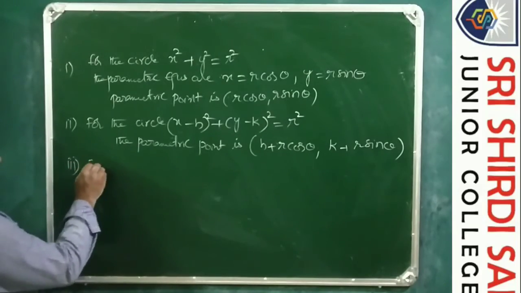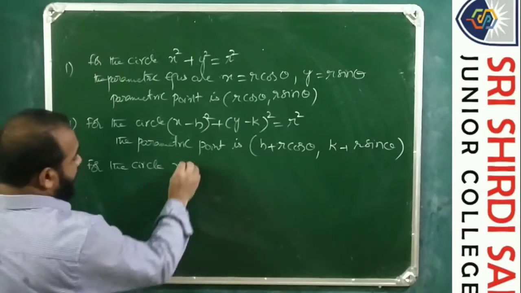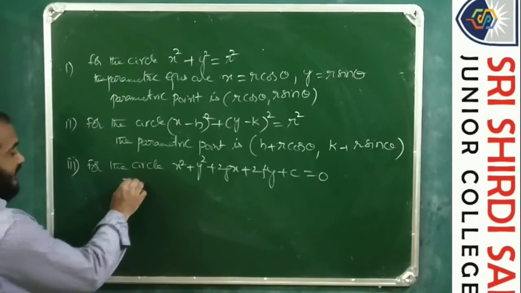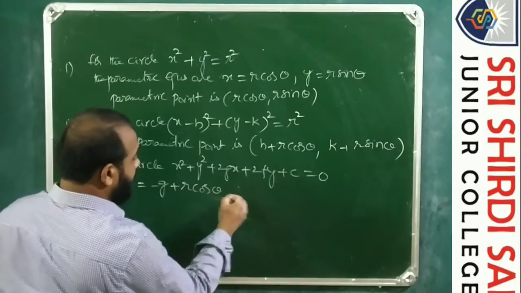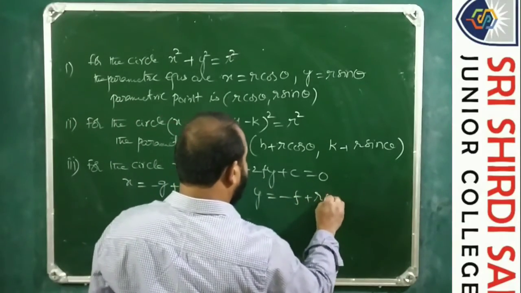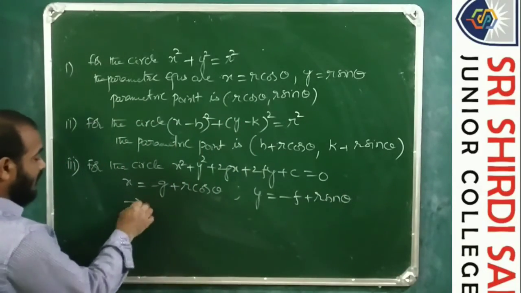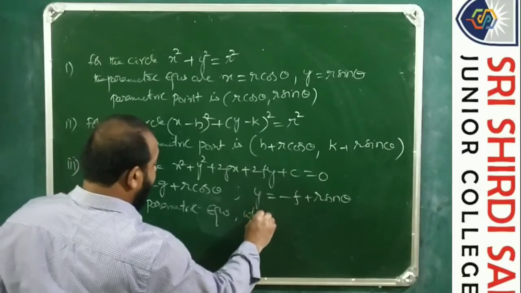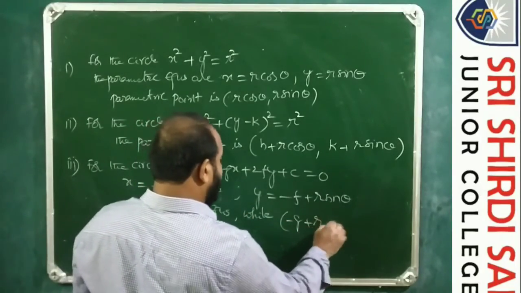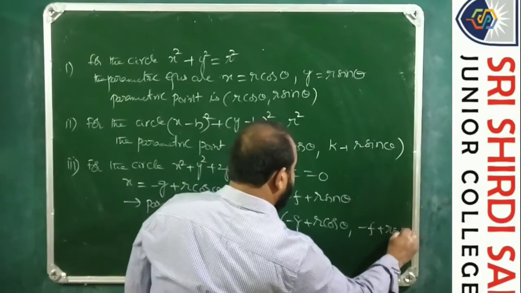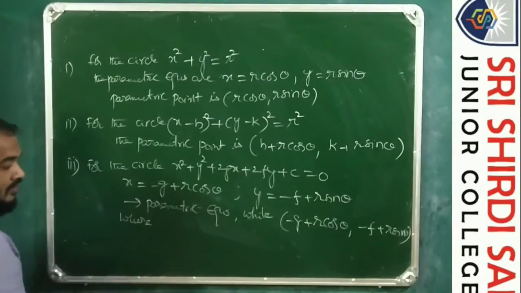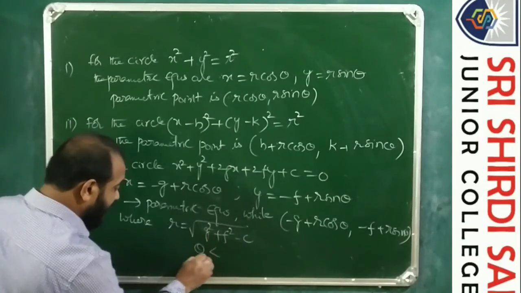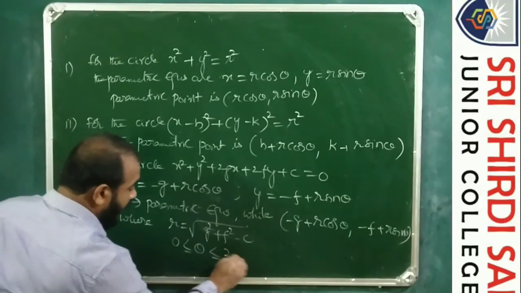And for the circle x square plus y square plus 2gx plus 2fy plus c is equal to 0, x is equal to minus g plus r cos theta, y is equal to minus f plus r sin theta are called the parametric equations, while (minus g plus r cos theta, minus f plus r sin theta) is the parametric point, where r is equal to the square root of g square plus f square minus c, and theta lies between 0 and 2 pi.